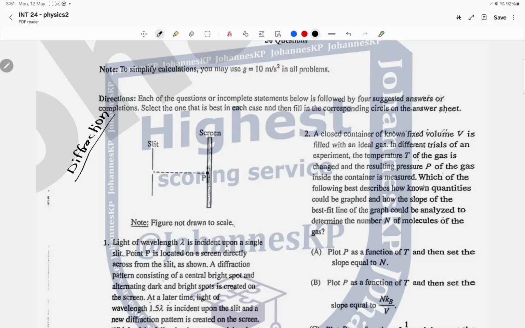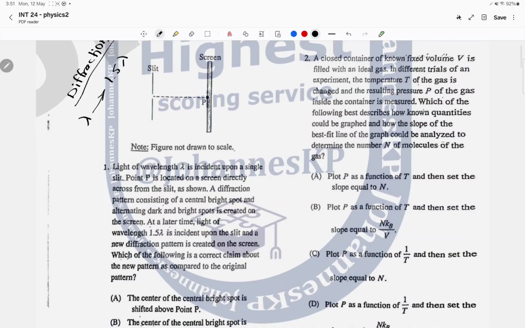Now, the wavelength initially was lambda. Well, then the wavelength was bumped up to 1.5 lambda. So it became more than before. And now there's going to be a new diffraction pattern. We're supposed to now compare the new one to the old one.